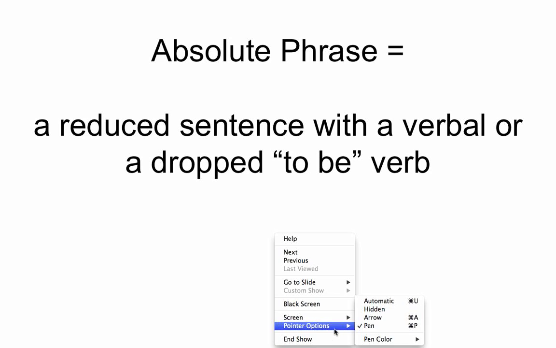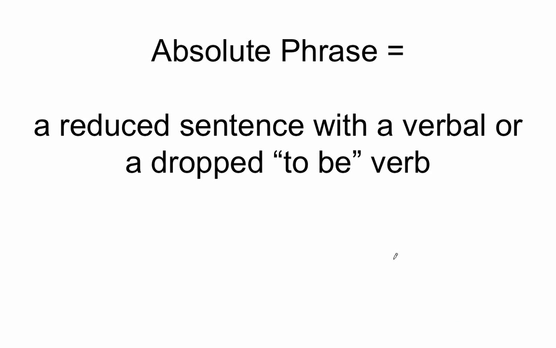So let me just go ahead and change my pen color to my favorite pen color, red. So what is an absolute phrase? An absolute phrase is defined as a reduced sentence with a verbal or a dropped to be verb. Now let's take a look at that closely again. First of all, an absolute phrase is not a sentence. It cannot stand alone. That's why it's called a reduced sentence. It may look like a sentence to begin with, but it actually needs to latch on to another core sentence in order to form a complete sentence.